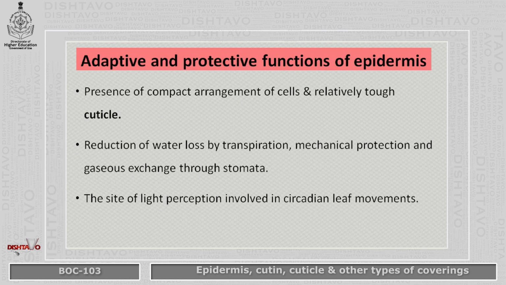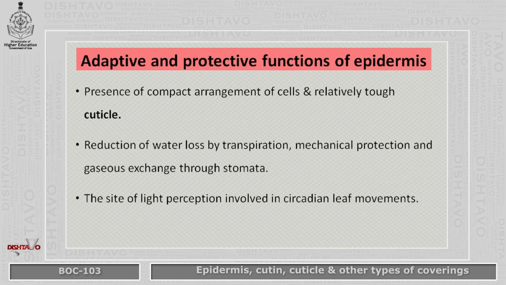First is the presence of a compact layer of cells. That is, the cells lack intercellular spaces. Very important point. The intercellular spaces are absent because if they were present in the outer layer of epidermis, then pathogens could easily enter into the plant tissue. So, because of that, a compact arrangement of cells, and a relatively tough cuticle. Cuticle is a very important portion of epidermis, which we are going to discuss later.